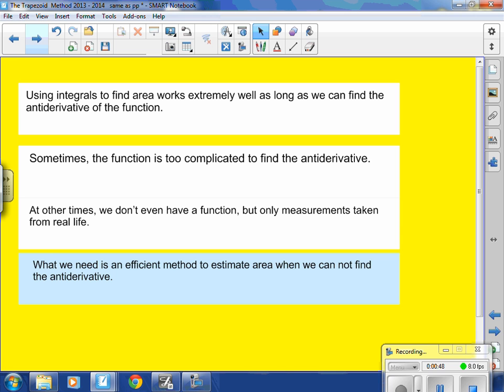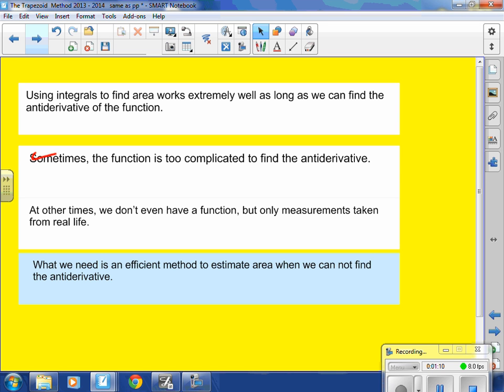Using integrals to find area works extremely well as long as you can find the antiderivative of the function, but sometimes the function is too complicated to get the antiderivative. Other times they don't even give you a function to work with, they just give you data points or a picture of the curve, in which case the antiderivative method will fail, so we need a way to do this accurately.